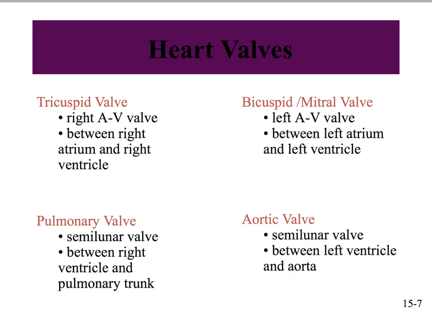So we have AV valves, or atrioventricular valves, between the atrium and the ventricle. On the right side we have the tricuspid, on the left side we have the bicuspid. The tricuspid has 3 flaps, the bicuspid has 2 flaps. And then leading out the 2 major vessels leaving the heart, we also have valves. The pulmonary valve is in the pulmonary trunk, and the aortic valve is in the aorta, and these are both semilunar valves. They look like half moons, semi-lunar, half moon.